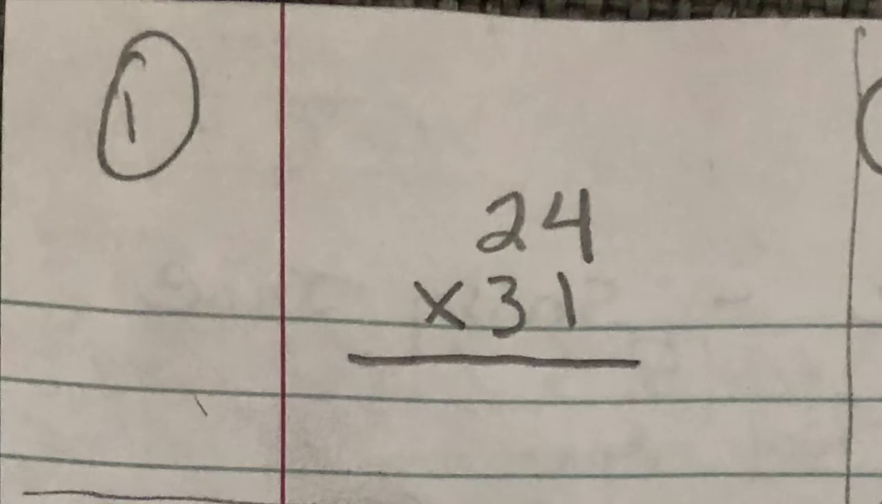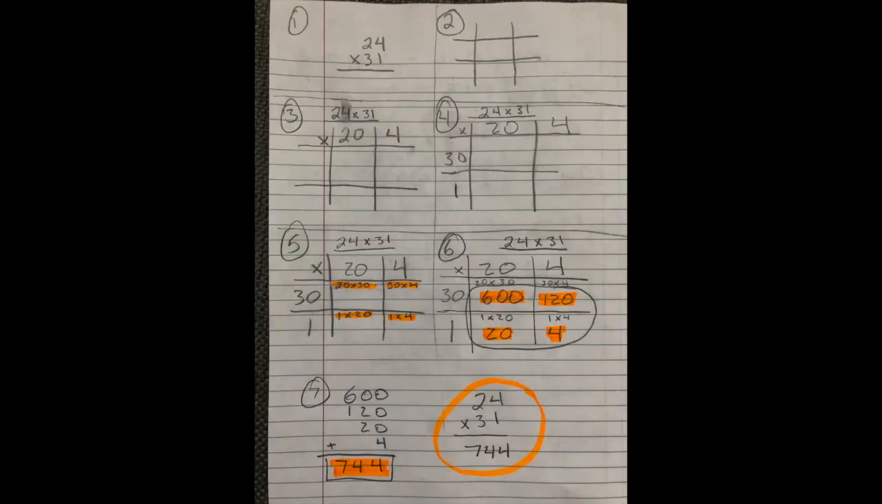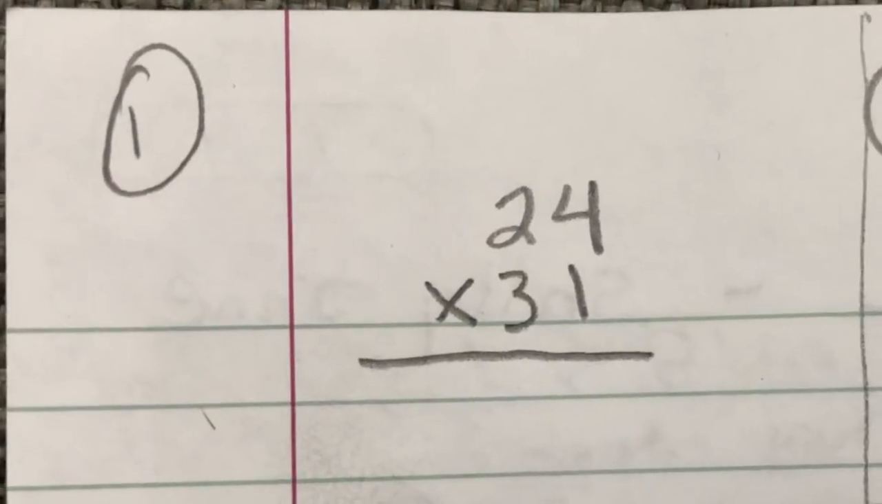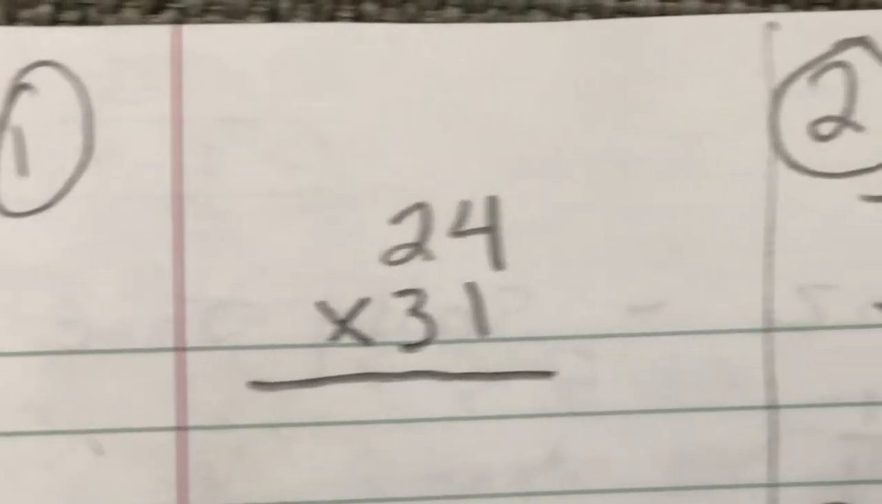Hello world! The purpose of this video is to teach you how to multiply a 2-digit number by another 2-digit number. I will go through this step by step. As you can see here, there are 8 steps. Start with an equation. Here we have 24 times 31.